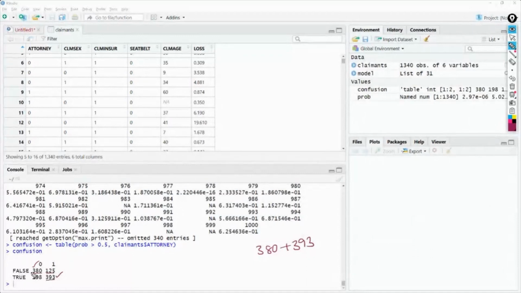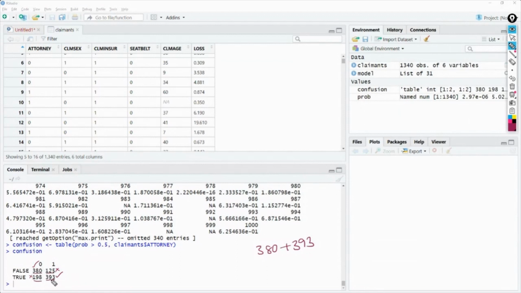In 125 cases, when the person hired an attorney, your model predicted no, the person will not hire an attorney. Mismatch, incorrect, error. In 198 cases, actually the person did not hire an attorney, but your model is saying hired attorney. Again, a mismatch.